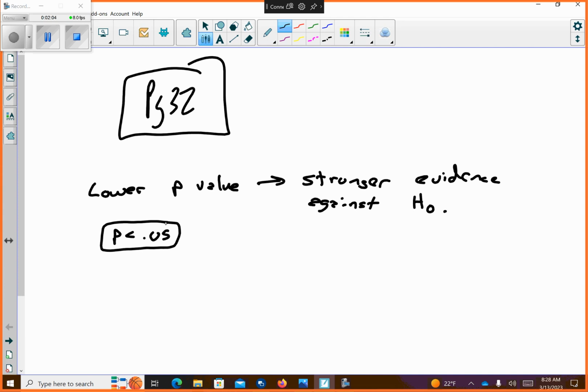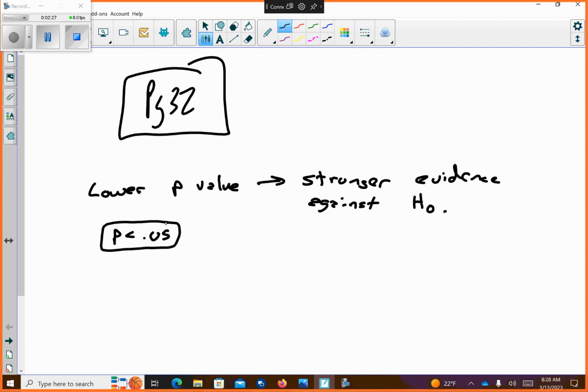If your p-value is less than 0.05, that means you're talking about less than 0.05, depending upon if it's a one or two tail. If it's a one tail, you have 5% to the left or 5% to the right. If it's a two tail, you have 2.5 on either end, because 2.5 plus 2.5 is 5.